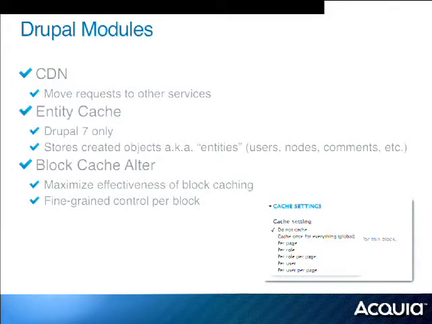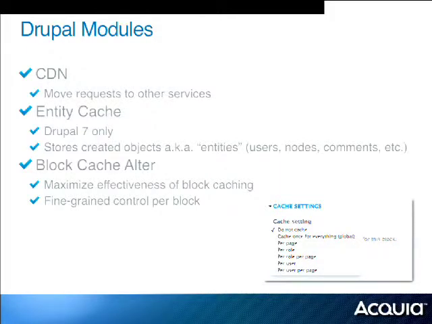So a couple more modules. CDN's a great one for moving requests to other services. This could be a proper CDN. This could be a web server next to your main web server that's only handling asset requests. Really all CDN does is rewrite where it's going to get a request from. That's the magic it does. That's really the only goal there. But it is key because it allows your web servers to focus on Drupal and then all the images and everything else can come from somewhere else.